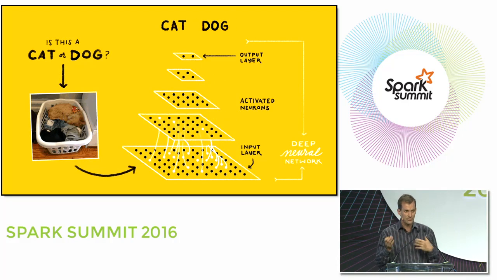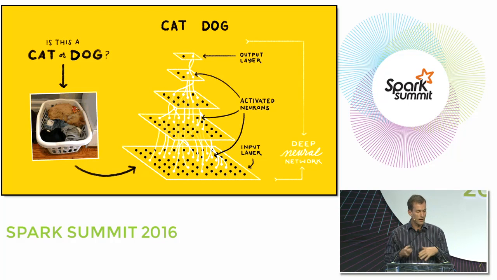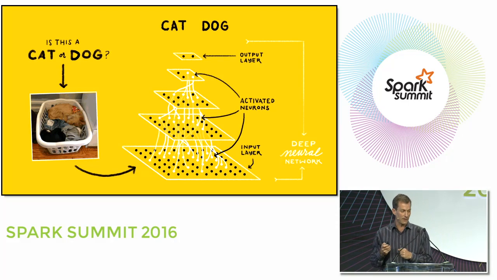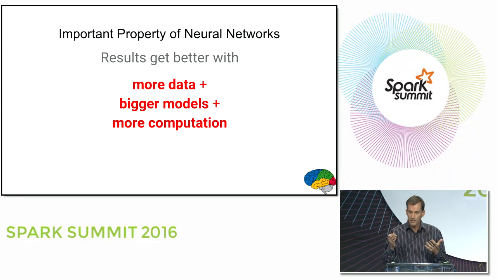It's a very computationally intensive process. These models have lots and lots of floating point operations involved in them, but ultimately they can do pretty powerful things. And a really nice property that neural nets have is the results tend to get better if you train them on more data and use a bigger model, and that generally requires more computation. But if you do that, you can get really amazing results.